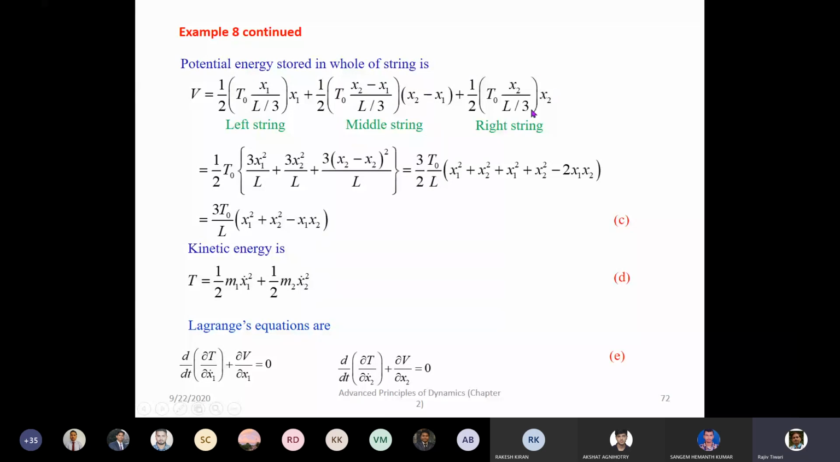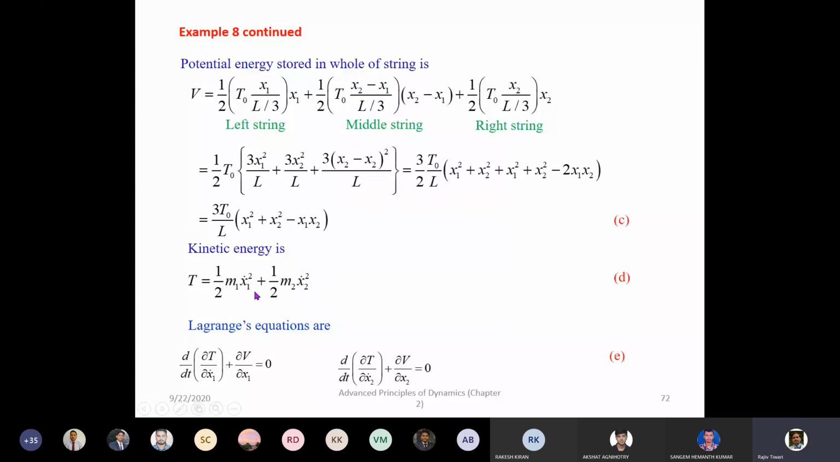Similarly, the right string is similar to the left one. The only thing is x2 will come here. The middle one has some change because the two ends have different displacements. So this is the change. Now this can be expanded, rearranged, and simplified like this. This is the potential energy.